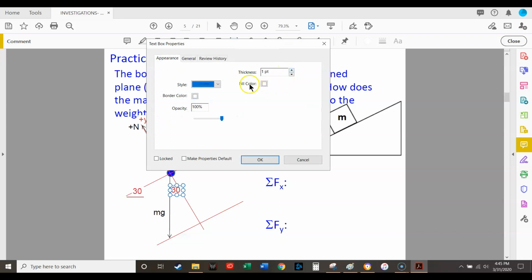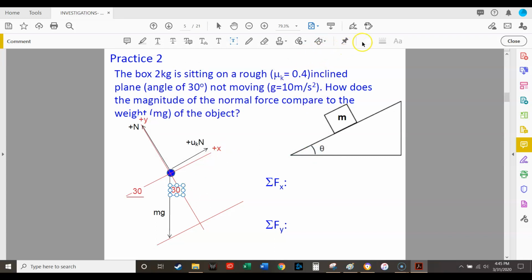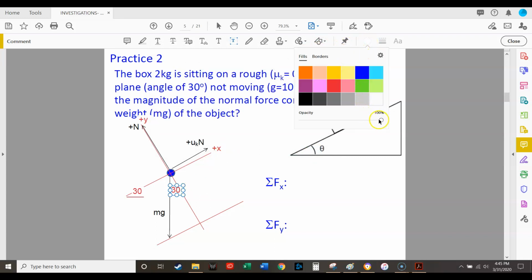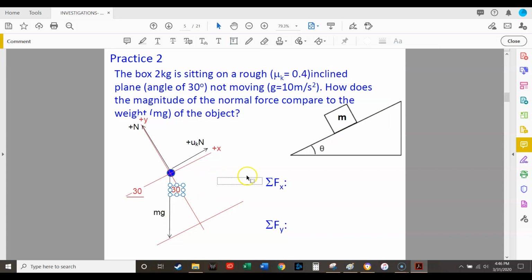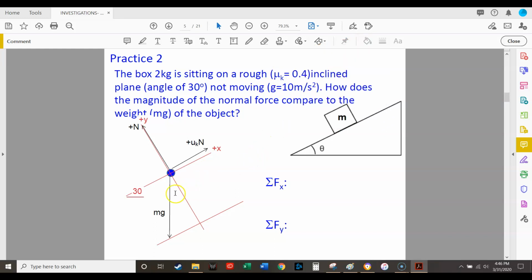Let me see if I can make it no fill. Make this 0 opacity. Nope, that didn't work. Well, I'll keep moving on. So this is 30 degrees right here. And we have our triangle.